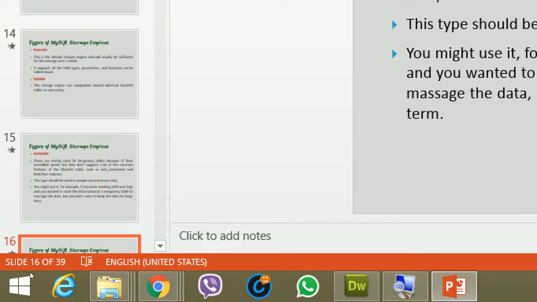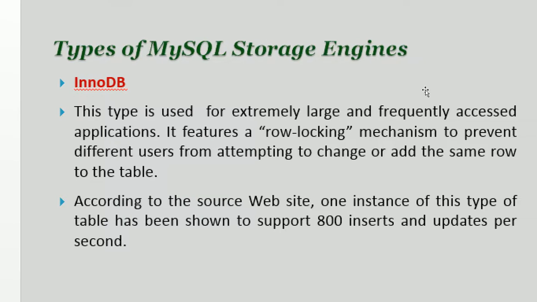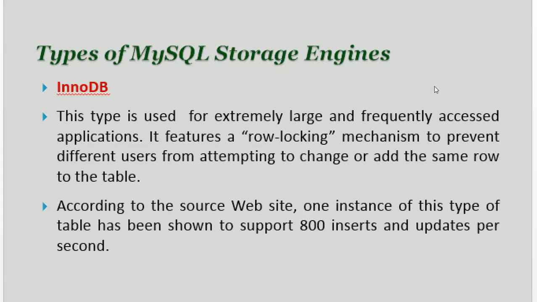So look at the next storage engine, which is InnoDB. This is one more storage engine. This type is used for extremely large and frequently accessed applications. Clear? Extremely large applications. It features a row locking mechanism. By default, there is a mechanism in this storage engine that is called row locking. What is this row locking? It prevents different users from attempting to change or add the same row of the table.